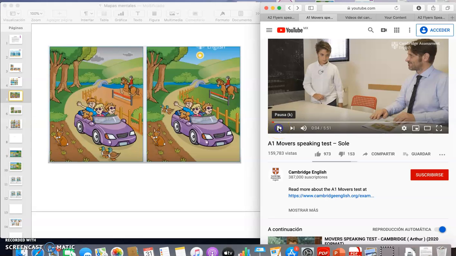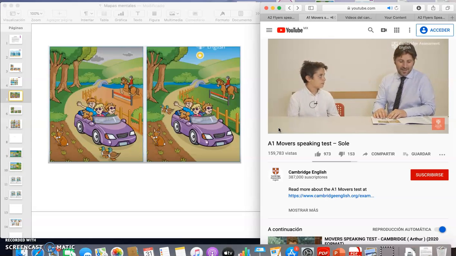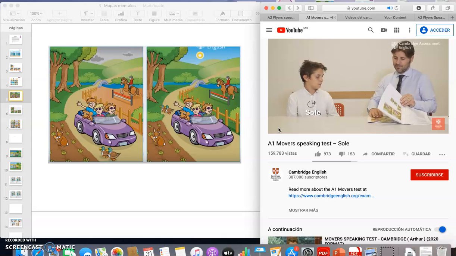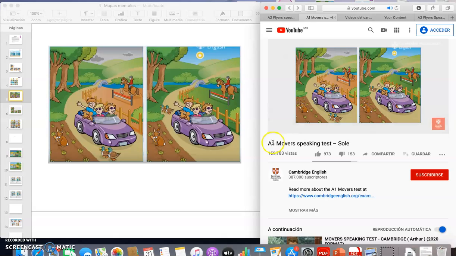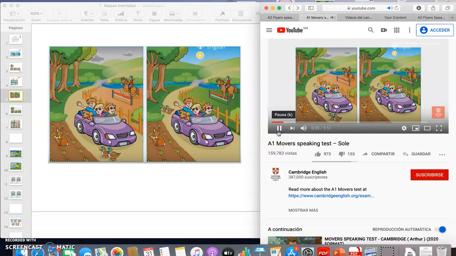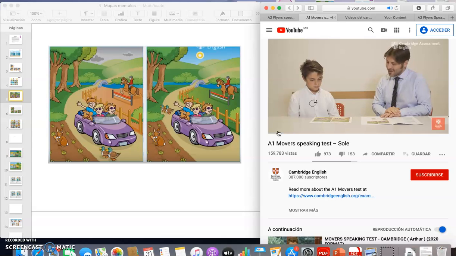Listen carefully. Hello, my name's Chris. What's your name? My name is Sole. How old are you, Sole? I'm 11 years old. Look at these pictures. They look the same, but some things are different. Here there are 3 trees, but here there are 2 trees. What other different things can you see?